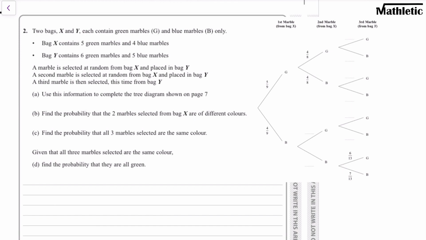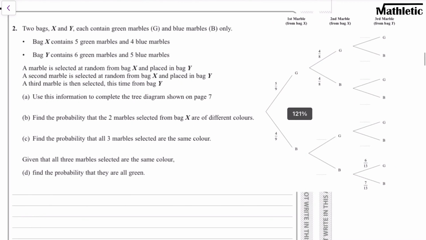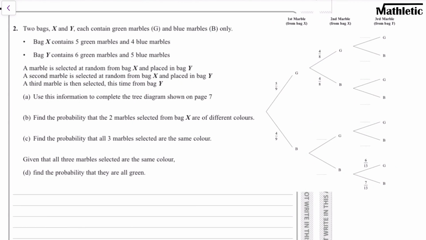Number 2 is from probability, and we have a tree diagram here. We have two bags, X and Y, each containing green marbles and blue marbles. Let me just draw them. Suppose this is bag X, the next one is bag Y. The first bag has 5 green marbles and 4 blue marbles.